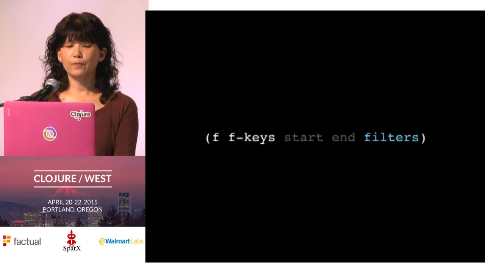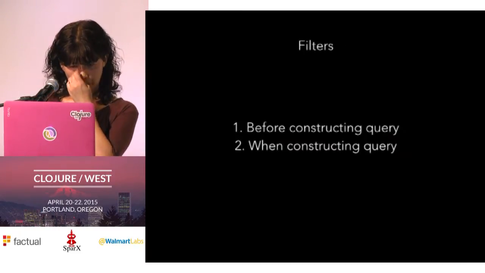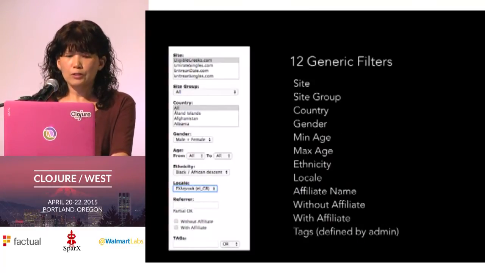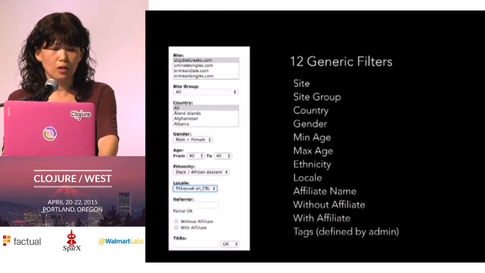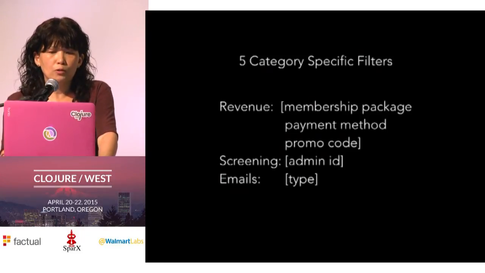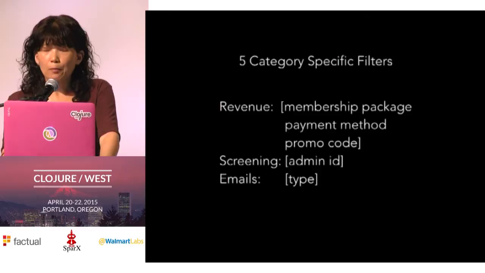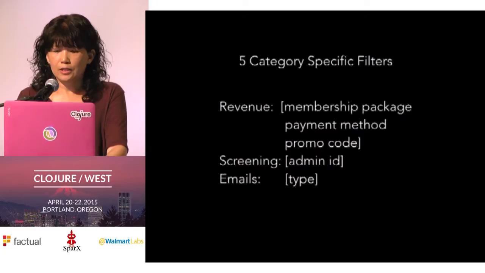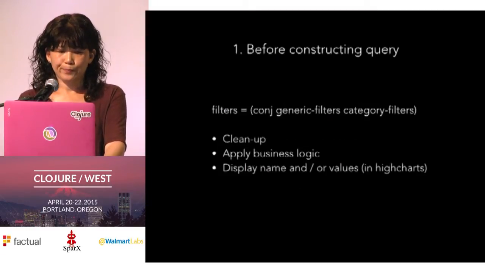What about filters? Filters have two parts. One, before you construct a query. Two, when you construct a query. What does that mean? We have 12 generic filters that can be applied to almost every criteria, such as site, site group, country, gender, age, locale, and so on. We also have 5 category-specific filters. For example, for the revenue category: membership package, payment method, promo code. For the screening category, we have admin ID to identify who screened the photo, for example.